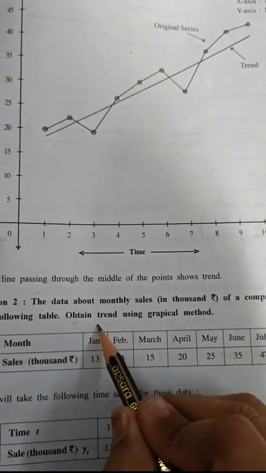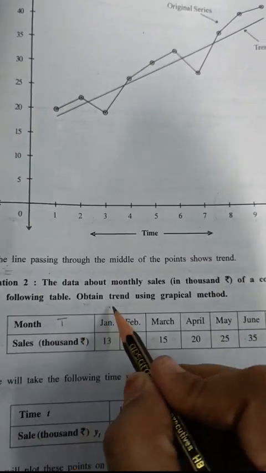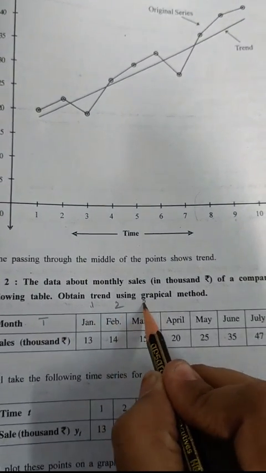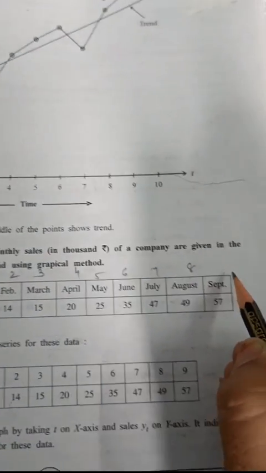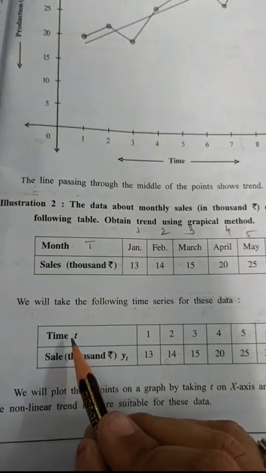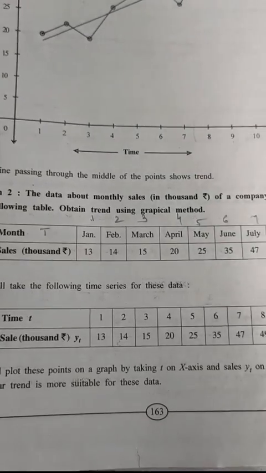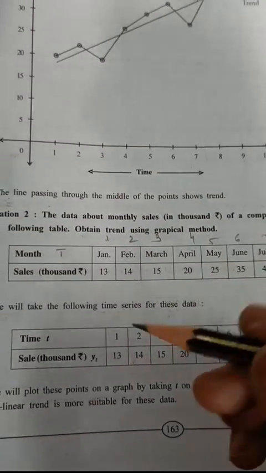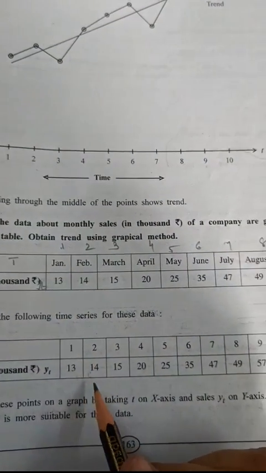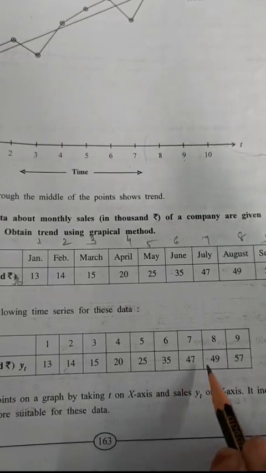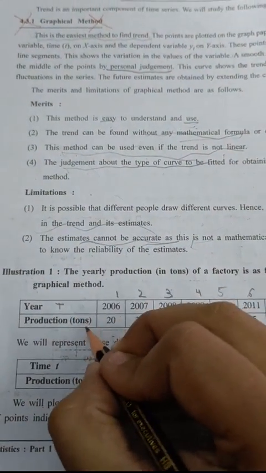The year you have to convert into time. Always, the month will also be considered as time, like here 1 2 3 4 5 6 7 8 9. See here, they have considered it as time. We have to consider it as time only. If they are writing month, year, we will convert them into time, and sales will be converted into YT as usual: 13 14 15 20 25 35 47 49 50. Same way here, production will be our YT.